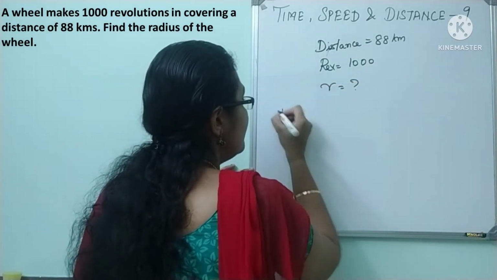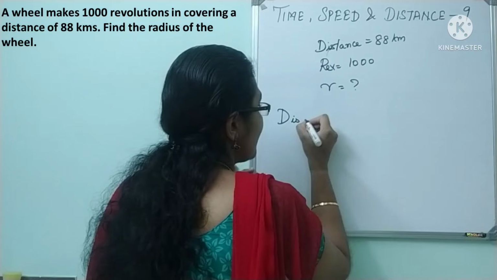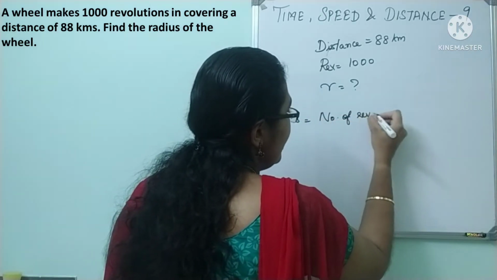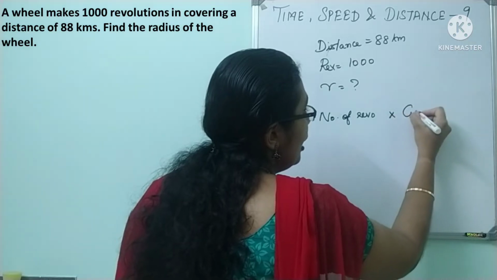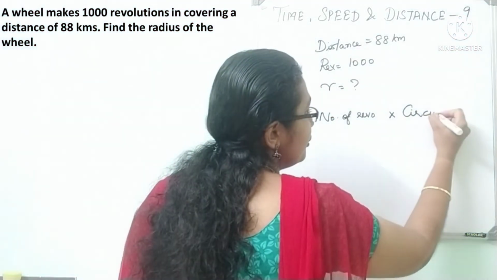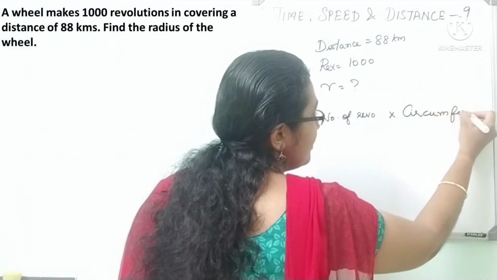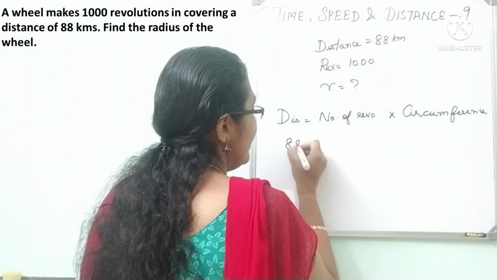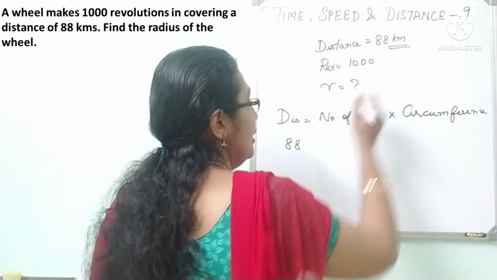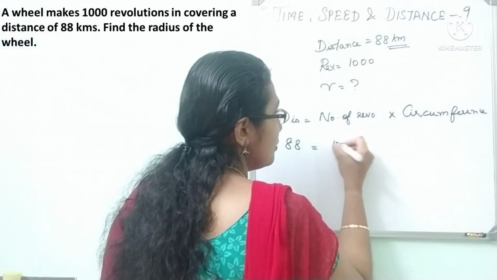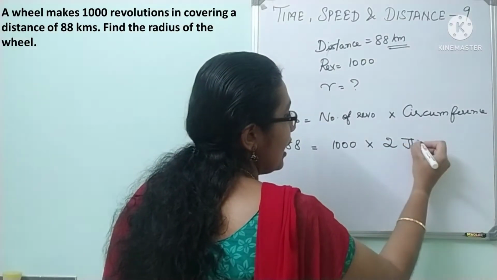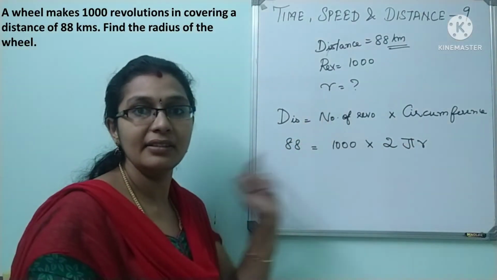So we know distance is equal to number of revolution into circumference. Okay, don't go with the radius alone, you should use the circumference of the wheel. Here we know distance is 88 kilometer, note this down, and number of revolution is 1000 into circumference, which is 2 pi r, since here the radius is mentioned.